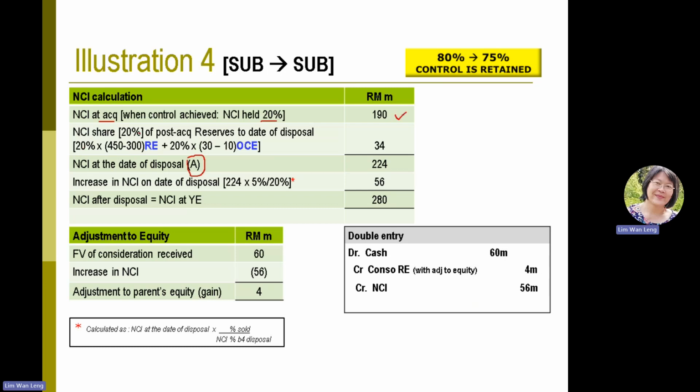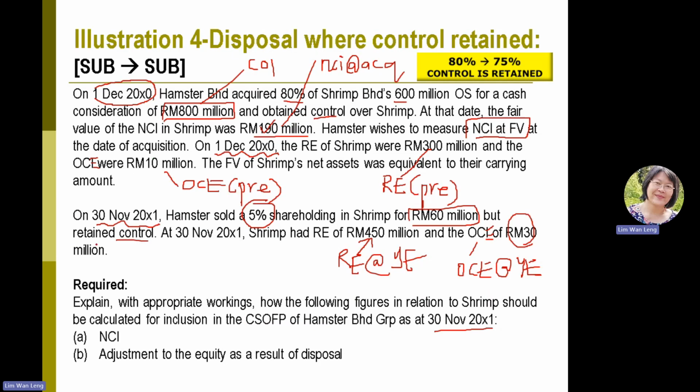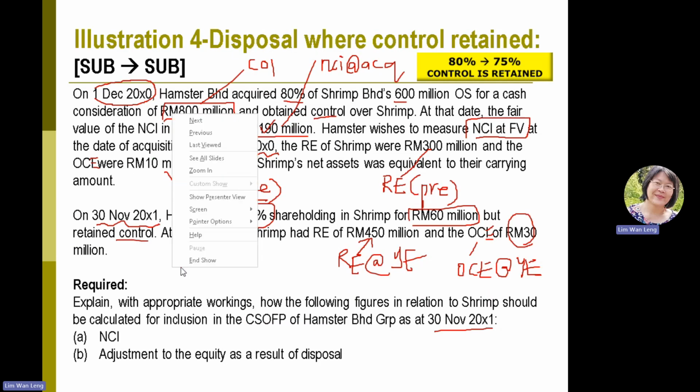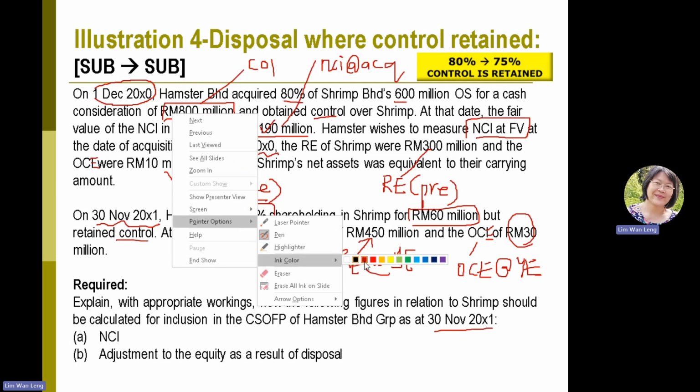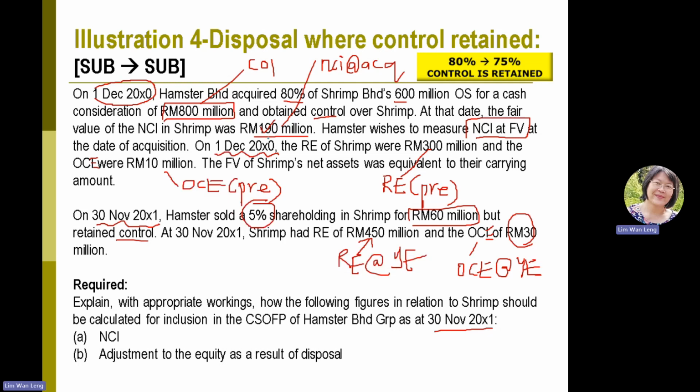Then NCI share of the post-acquisition reserves. Okay, so in this case, in the question, just now you can see from here that you have two elements of the reserves. One is your retained earnings, another is your OCE. So you have the pre-component, you have the post components over here.